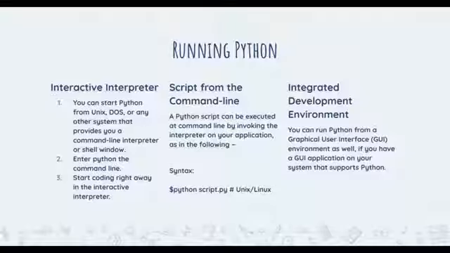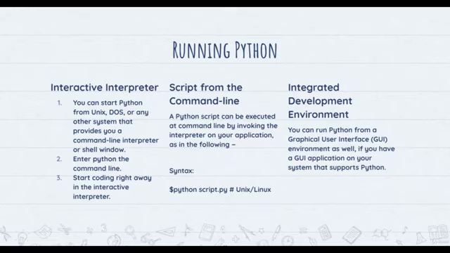Now we'll talk about something related to running Python. There are three different ways to start Python. The first one is the interactive interpreter. That means you can start Python from Unix, DOS, or any other system that provides you a command line interpreter or shell window.